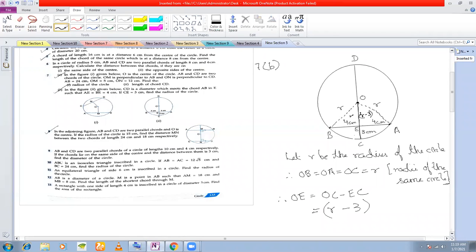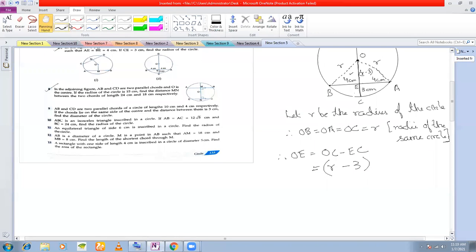Now we consider this triangle. We say that OE is perpendicular to AB. OE is perpendicular to AB. Why? Because just as I told you, this is 4 centimeter, this is 4 centimeter. That means the straight line through the center is bisecting this chord. And when a straight line through the center bisects a chord, we say it is perpendicular to the chord.